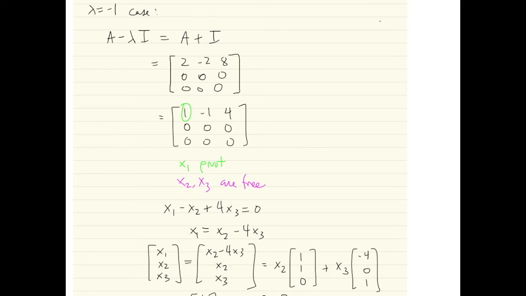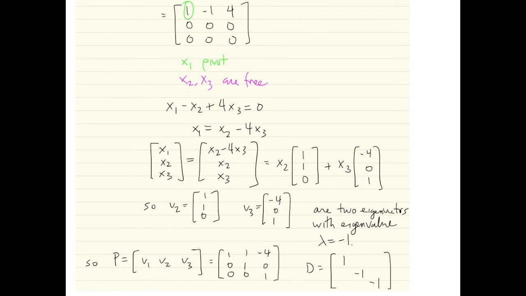And so x2 and x3 are the free variables. And writing out the solution like so, and factoring out the x2 and x3, I get 2 eigenvectors. These vectors here span the null space of this matrix here. And so finally, collecting our eigenvalues that we found.